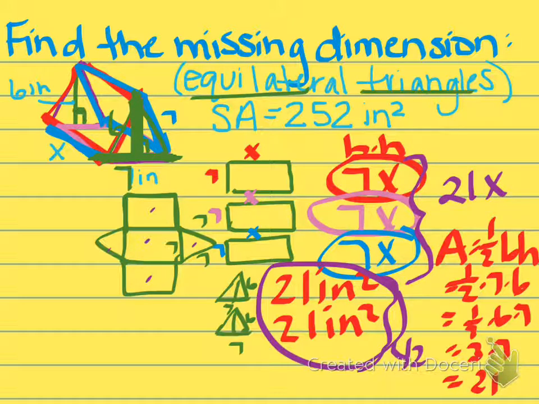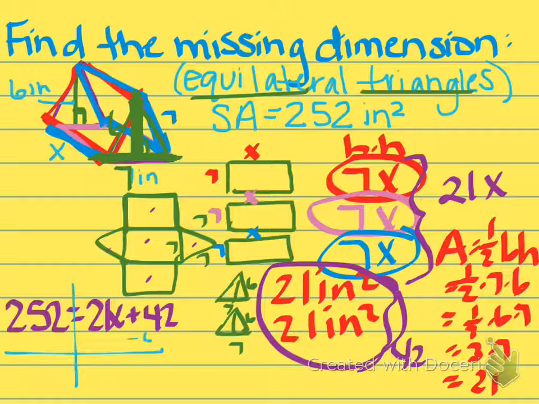So here's my formula. Well, not formula, sorry, but here's what I'm going to set up. I know that my surface area is 252. I know that all my rectangles added together make 21 times x. And then I know that my 2 triangles together make 42. So this is my equation that I'm going to be working with.